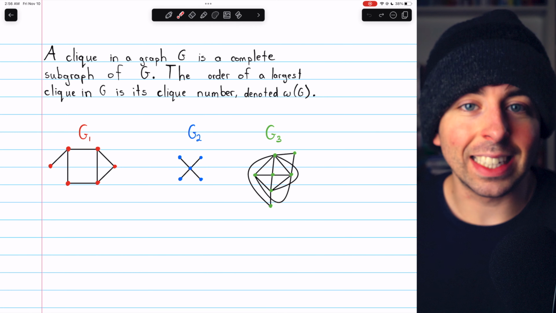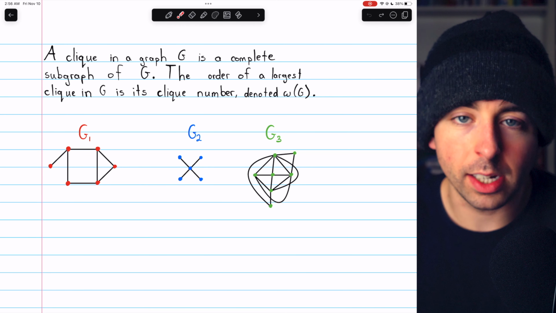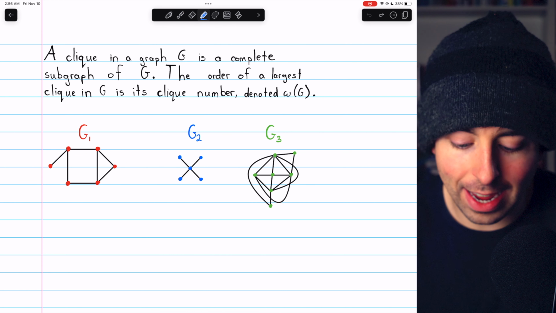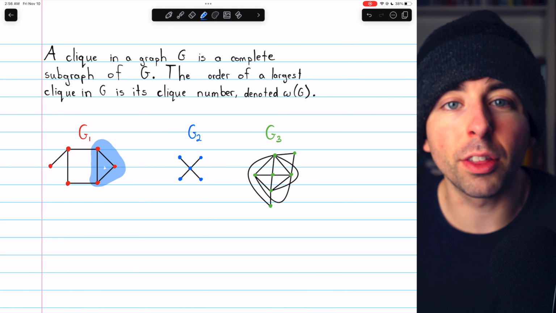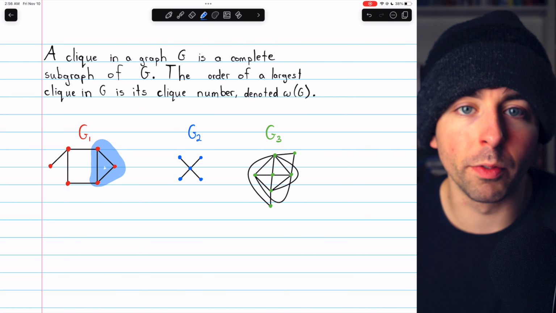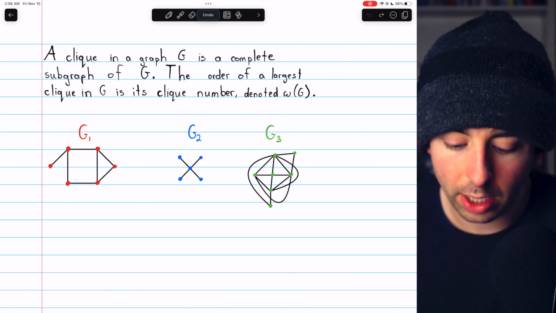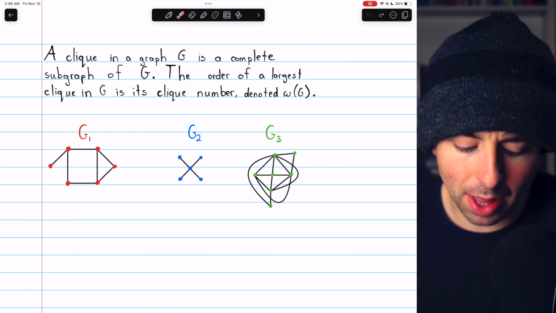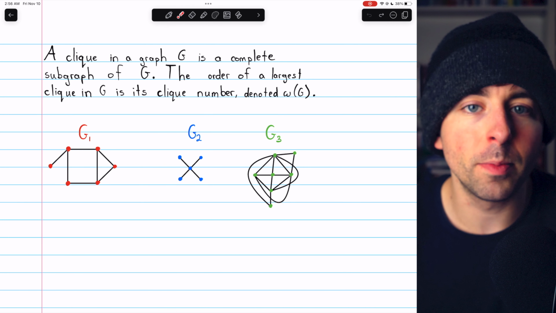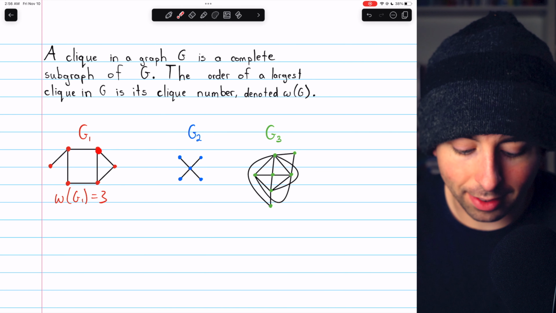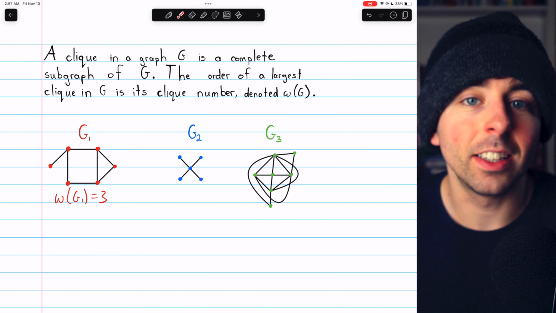What is the clique number of this graph G1? At a glance, we can see this triangle. That is a complete subgraph on 3 vertices. And there is no complete subgraph with more vertices in G1. We have these 4 vertices forming a cycle, but they're not all joined to each other. So the clique number of G1 is 3. And again, that's because 3 is the order of the largest clique in G1.